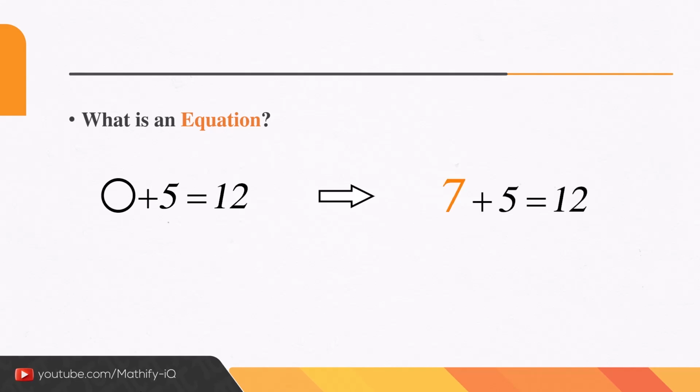Now, if we replace the circle with a variable, we get an equation where x is the variable and the numbers 5 and 12 are constants. Based on our reasoning, the solution to this equation is x equals 7.